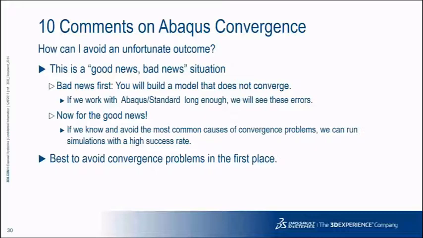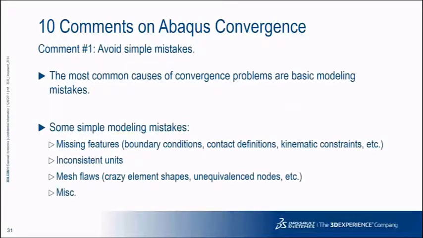Yeah, but if you have good modeling practices and you know what to do when things go wrong, then you can just overcome those. I quickly saw that the nodes on the edge were getting flagged by the messages in the message file, so I knew that the edge contact was an issue. I put the edge in the general contact domain and was able to run that. But it's best to avoid convergence problems in the first place, which my comments are going to deal with here. So first of all, avoid the simple mistakes.